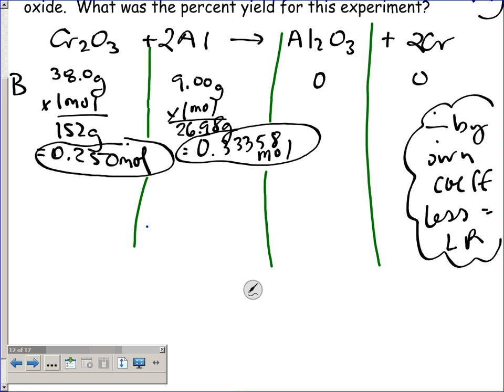I don't have to literally calculate on the calculator which is less. 0.25 divided by 1, 0.333 and so on divided by 2. Who's less? Aluminum. You don't even need to know the exact number; you know it's just less. So if you're the lesser, then you are the LR, and if you are the greater one, you are the excess reagent. Okay, so now that I have the LR, what do I do with that?